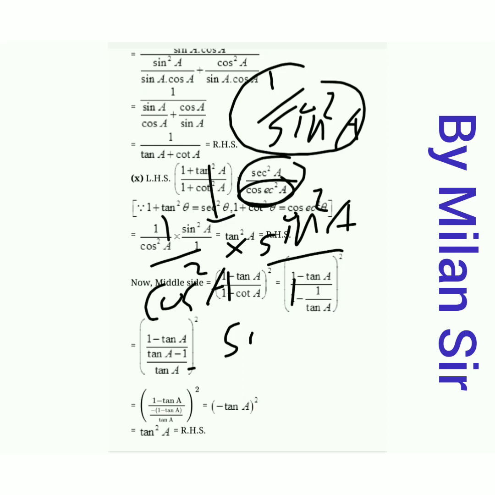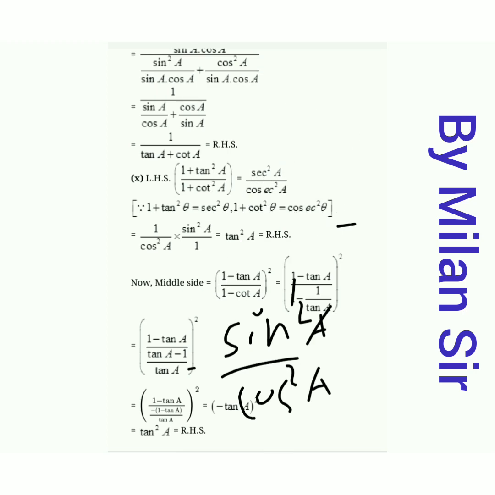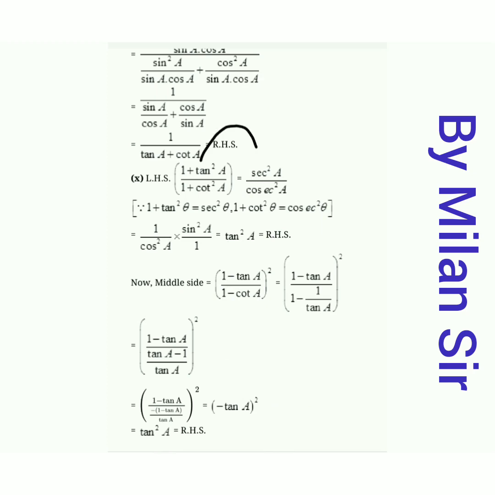So again we get sin square A upon cos square A is equal to tan square A, right? So this is a very simple equation. Use the identity, that means in place of 1 plus tan square A, sec square A, and 1 plus cot square A is equal to cosec square A. Then put the value of sec and cosec, you will get tan square A. Now second with third, so the middle term is (1 minus tan A upon 1 minus cot A) all square, right?